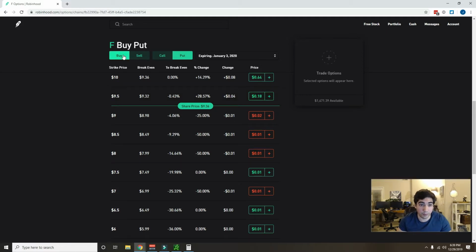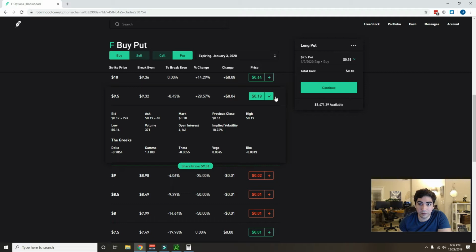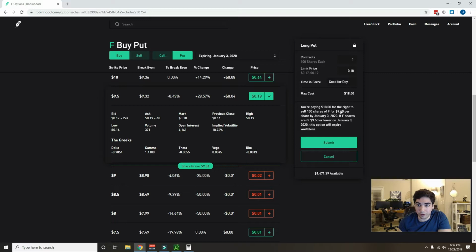So if I just want to buy a put option, I choose buy, put, the 9.50. It's called the strike price, so buy the 9.50 strike. Hit this plus symbol, 18 cents. Hit continue. A contract shows 100 shares each, so make that 1. The price is $18. In Robinhood, I love Robinhood, it's great for starting out because it's really dummy proof. It tells you exactly what you're doing.